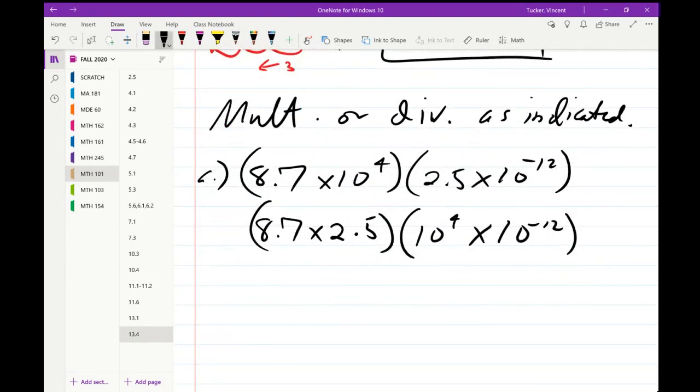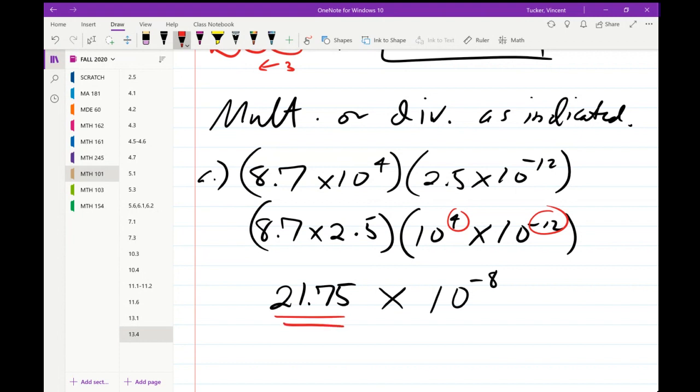So the 8.7 times 2.5 is 21.75. And don't forget, when we're multiplying like bases, all you do is add your exponents. So that's 10 to the negative 8th. 4 plus negative 12 is negative 8. And don't forget, this number needs to be in between 1 and 10 if you're going to put it in scientific notation.